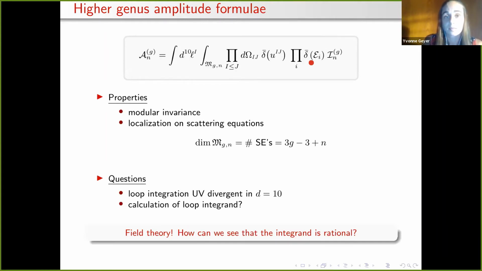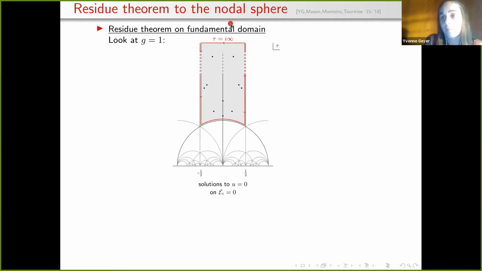So the good news is it is straightforward how to do this, and the reason is the following. These amplitudes actually can be shown to simplify drastically using a residue theorem on the moduli space. Now this goes as follows, and we'll look at this for the simplest case where there are no subtleties, which is just the torus. So on the torus, what I've drawn for you here are the solutions to the last scattering equation, u equals 0, on the support of all the other scattering equations. In particular, any one of these points, we should be summing over that value for tau, and it corresponds to a torus like this.